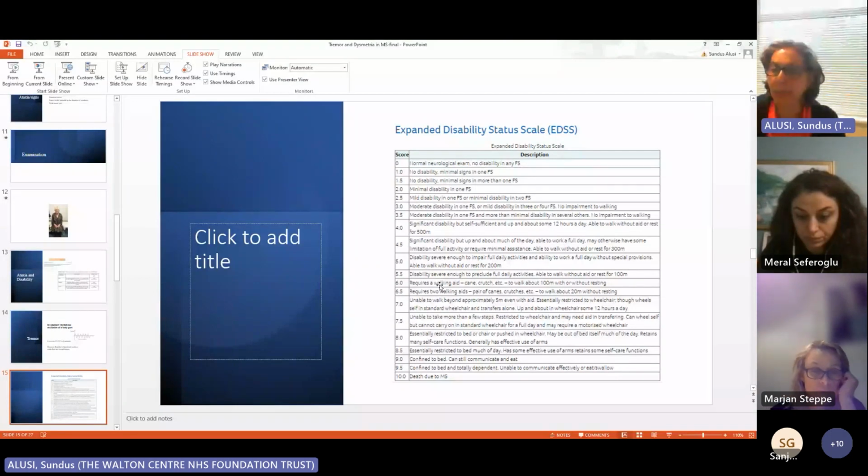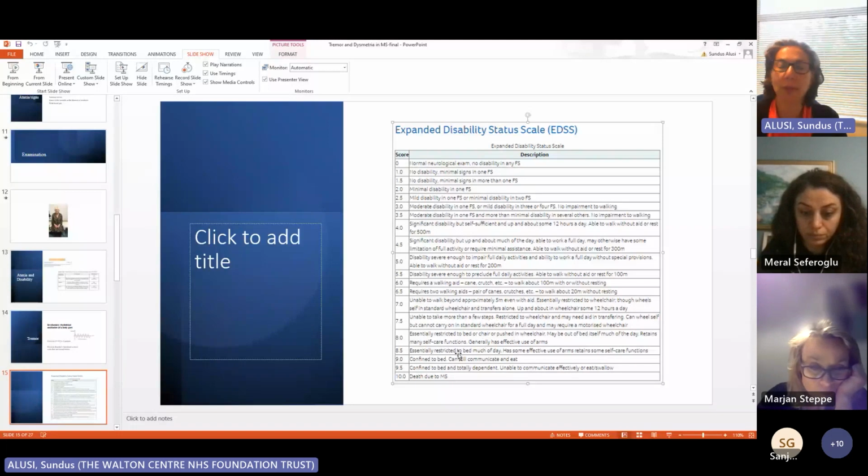By the time you get to 6, they require a walking aid. Now that doesn't tell you whether they're requiring a walking aid because of weakness or ataxia. And then you jump from 6.5 straight to 8.5, and it's only then that it mentions some effective use of arms and retains some self-care. So by the time they start to shake, they've already jumped to 8.5.